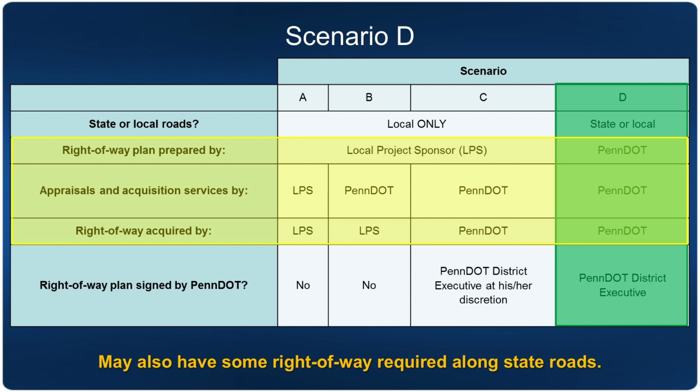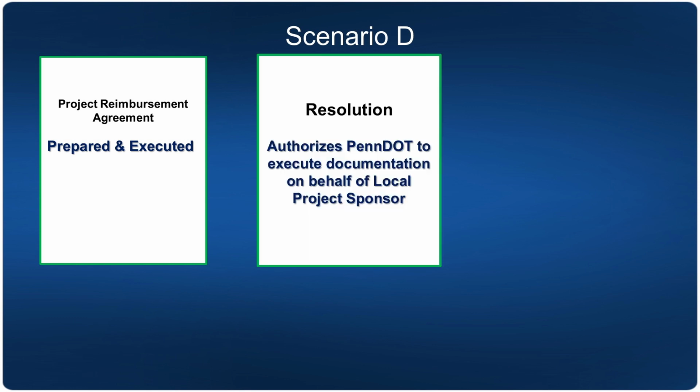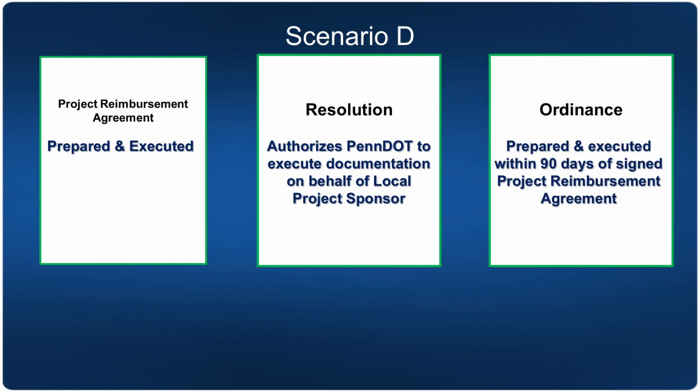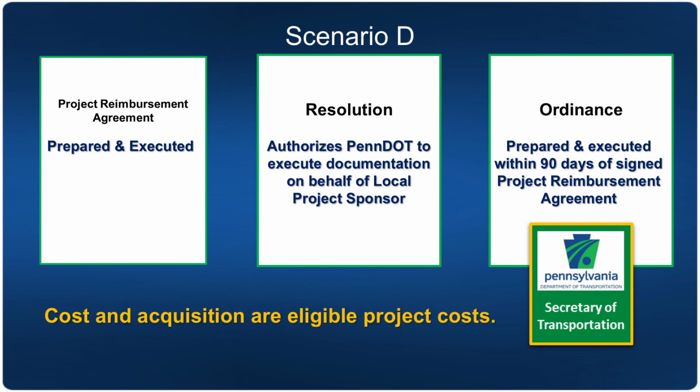In order to allow this to occur, the project reimbursement agreement should be prepared and executed. Next, a resolution should be prepared and executed authorizing PennDOT to execute all required documentation on behalf of the local project sponsor. Last, an ordinance must be prepared and executed within 90 days of the signed project reimbursement agreement delegating the Secretary of Transportation to acquire right-of-way necessary for the project. The cost of this service and the acquisition will be an eligible project cost.